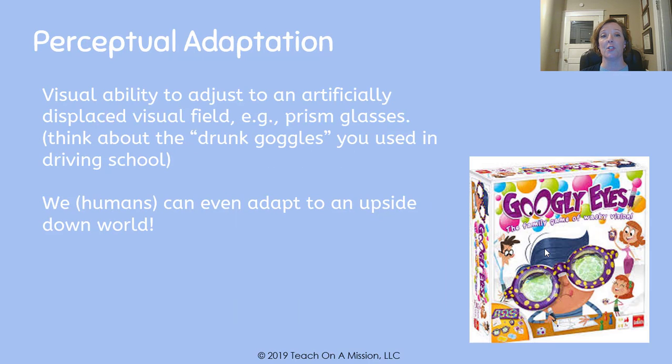Another concept is perceptual adaptation. Our visual ability adjusts. So if you artificially change your visual field, for example, using some type of prism glasses or drunk goggles, we can even adjust to an upside down world if we are given enough time. And it basically is just becoming adjusted to that new perception.